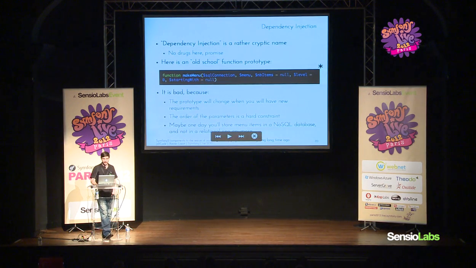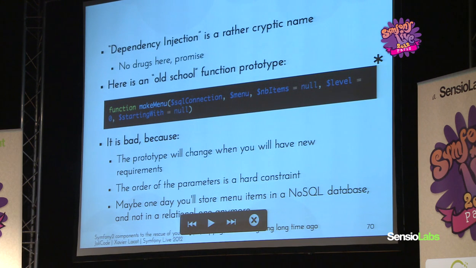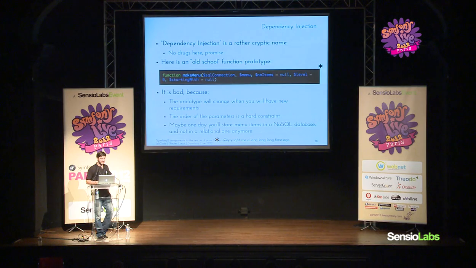So it's not the story of drugs. If we take a sample of an old school function prototype, we can see that there are several parameters. And this is a bad habit to work like this, and particularly to pass a resource in the prototype of a method. Because what if you want to refactor the way a menu is built? If you want to use a NoSQL database, for instance, you will have to change all the code inside the function, of course, but also outside the function, because you will have to change the code everywhere this make menu function is called. This will lead to a lot of problems.